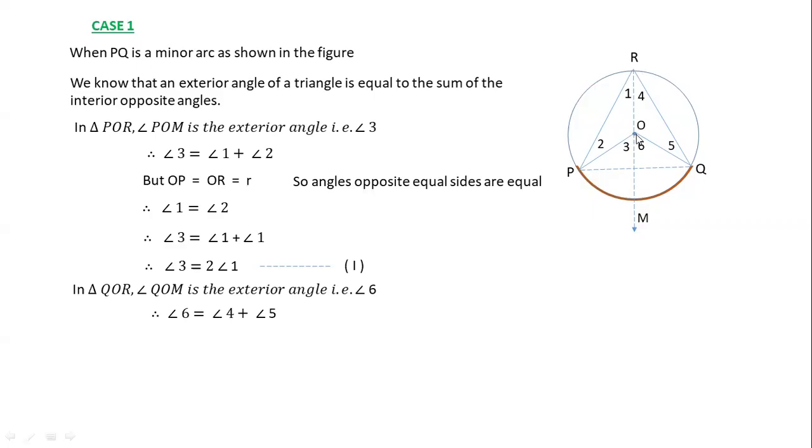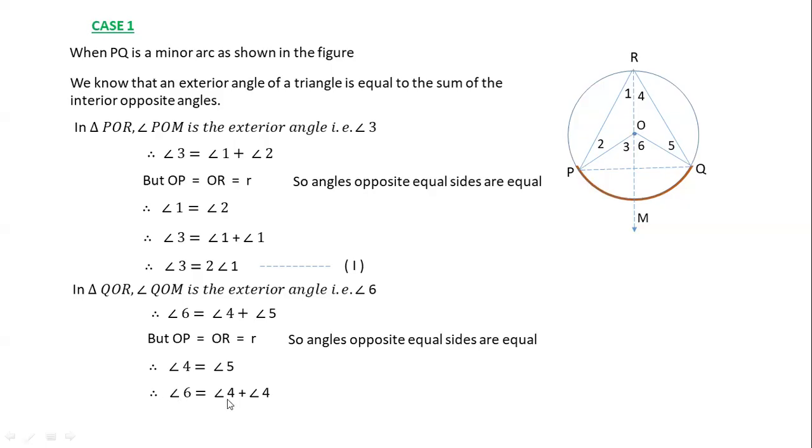Again, OR and OQ are the radii of the same circle, and because these two sides of this triangle are equal, angles 4 and 5 must be equal. OQ is equal to OR, equal to the radius of the circle. So angles opposite equal sides must be equal. Therefore, we can conclude that angle 4 is equal to angle 5. If angles 4 and 5 are equal, I can replace 5 with 4. So angle 6 is equal to angle 4 plus angle 4, that means angle 6 becomes 2 times angle 4. Let this be your second equation.